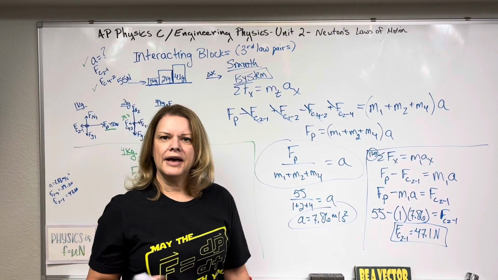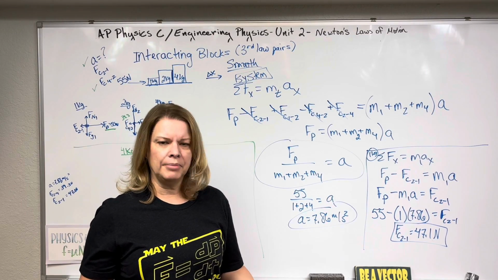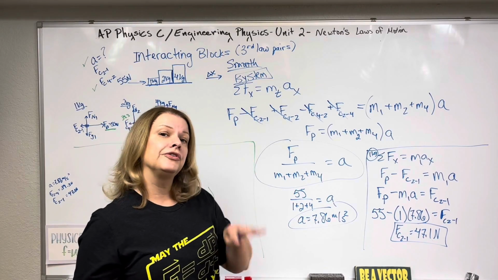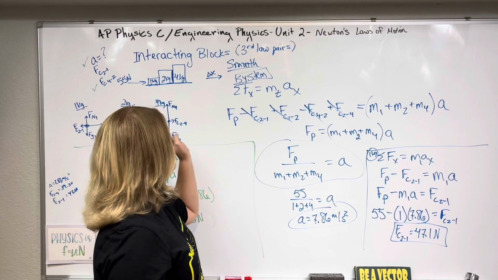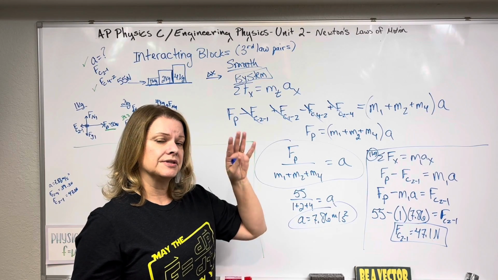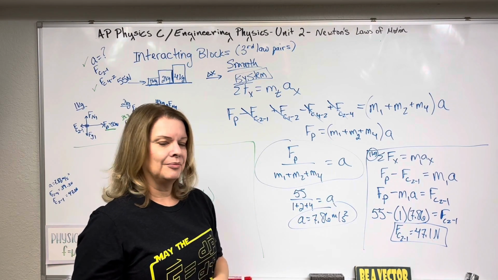All right, that is how you do a third law pair of interacting blocks. We're going to do one more video on this where they're stacked. Instead of side by side, they're stacked. So now we're dealing with some normal forces and some additional force due to gravity. So that'll be the next video.